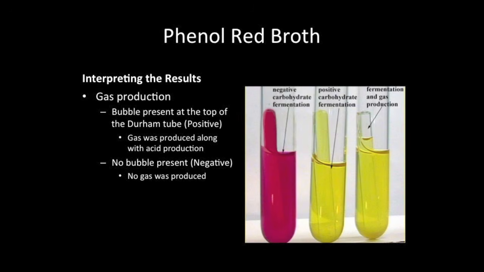Some bacteria will produce gas in addition to the acid. The gas is detected using the inverted Durham tube. You must look to the top of the Durham tube to evaluate whether or not gas was produced. If gas was produced, there will be a bubble in the top of the Durham tube, indicating a positive result for gas production. If there is no bubble present, the result is negative, indicating no gas production.